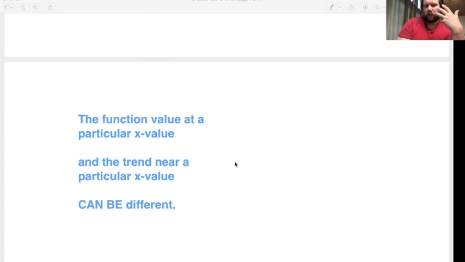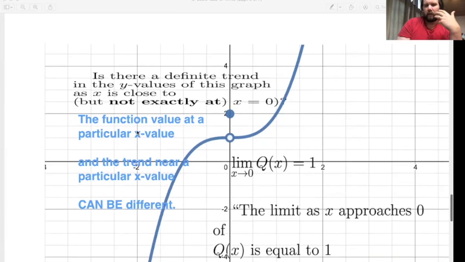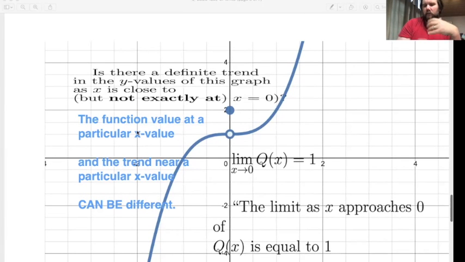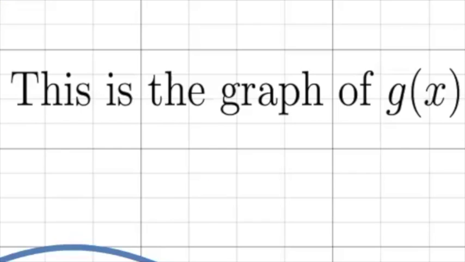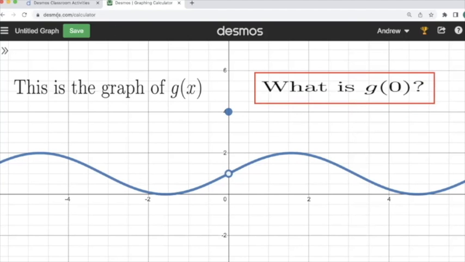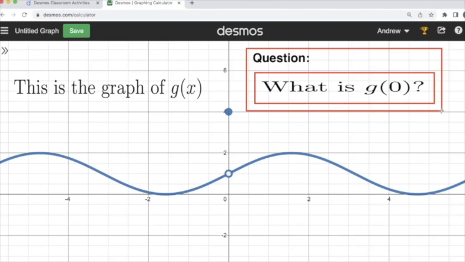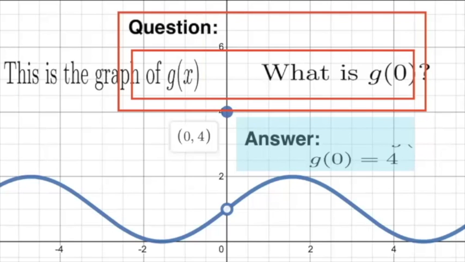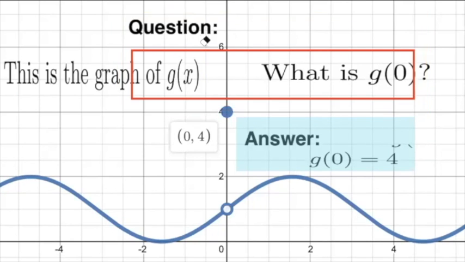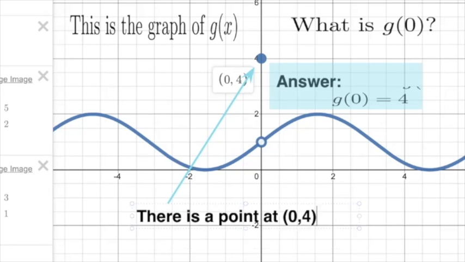So we just saw a graph where these two things are different. In this q of x function, as x approaches 0, we get different behavior than we see when we look right at x equals 0. This is the graph of g of x, and we're going to first ask, if this is the graph of g of x, what is g of 0? In looking at this question, the answer is g of 0 equals 4. And we can see that from the fact that there's a point at (0, 4).